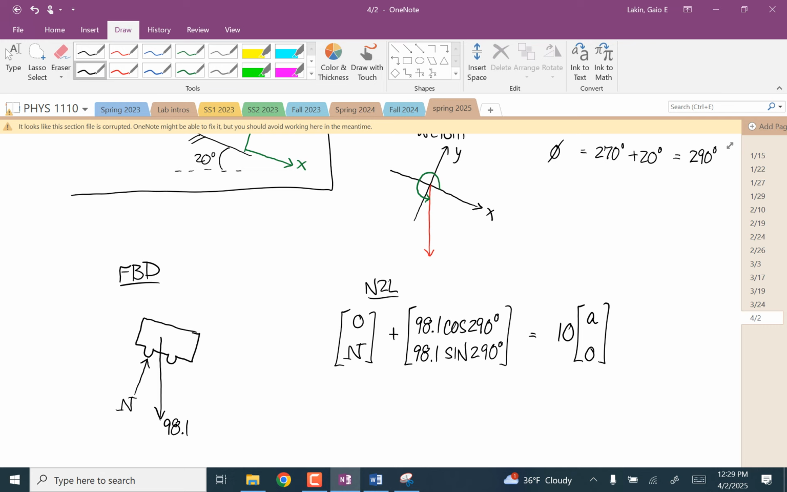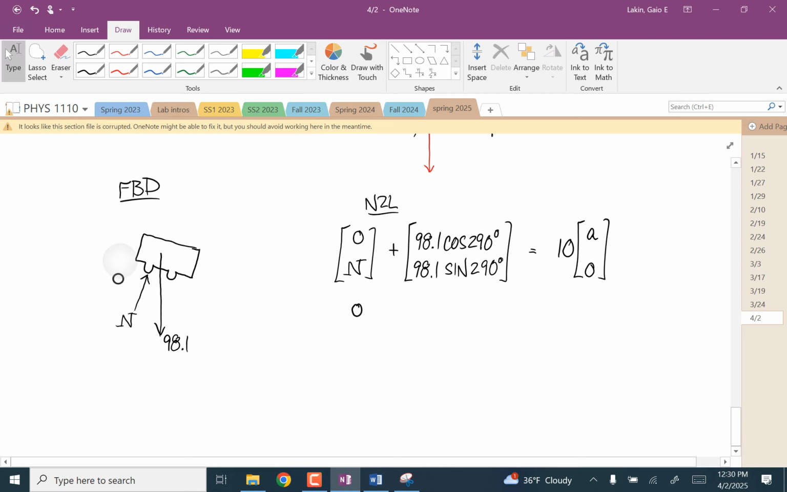So let me calculate out those components of that weight force. 98.1 times cosine of 290, 98.1 times sine of 290. So I can write this as 0, n, plus 33.55, negative 92.18, is equal to 10 times a, 0.